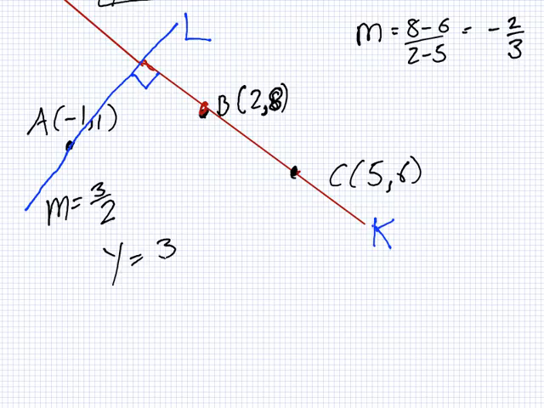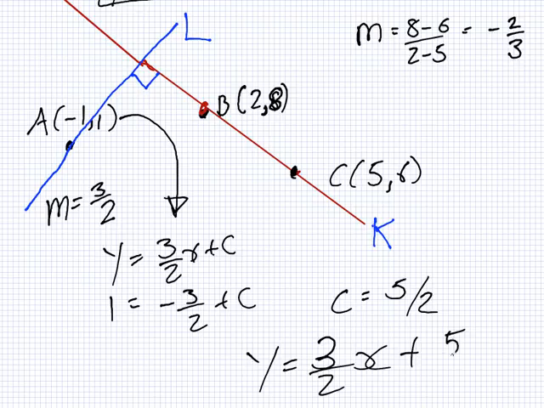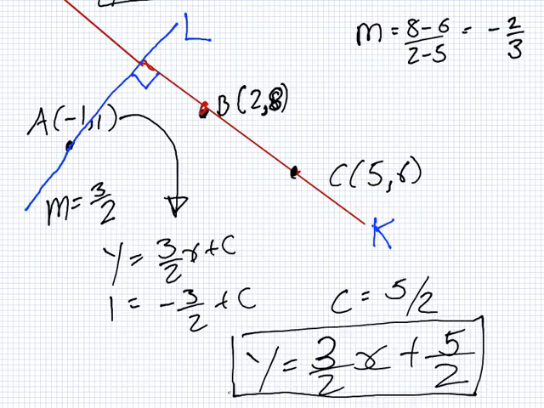y equals mx plus c. We use the A here. 1 equals minus 3 over 2 plus c. So c equals 5 over 2. So y equals 3 over 2 x plus 5 over 2. Yeah. And this is the answer again. Okay, so make sure you got the right answer. If you didn't get it, write it down. I'll give you one more to try.